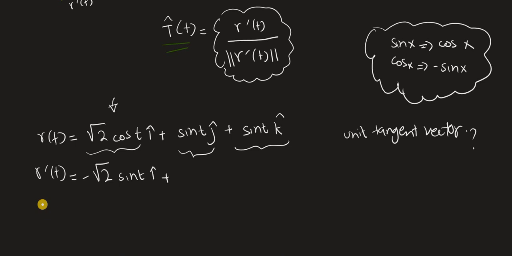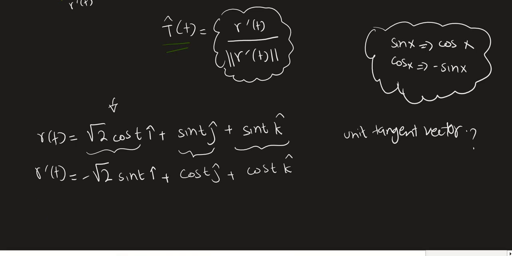Now moving on to the j hat component. What's the derivative of sine t? It is cos t, so plus cos t j hat. And again, the derivative of sine t is cos t k hat. Okay, so this is r prime of t.